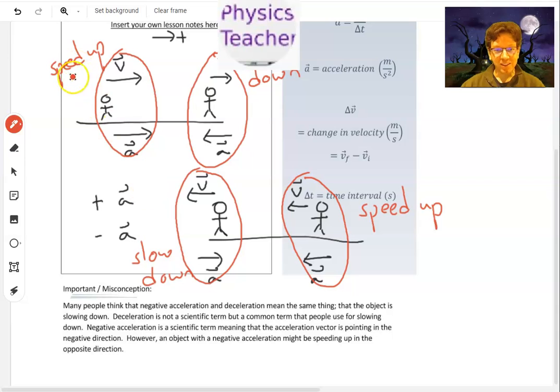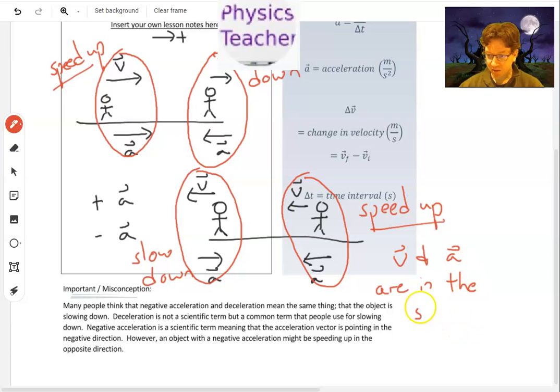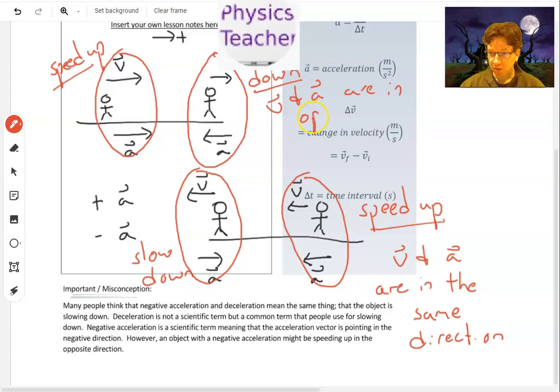Notice that speeding up occurs when velocity and acceleration are in the same direction. Right? So velocity and acceleration are in the same direction. However, when we're slowing down, notice that velocity and acceleration are in opposite directions. Opposite directions.